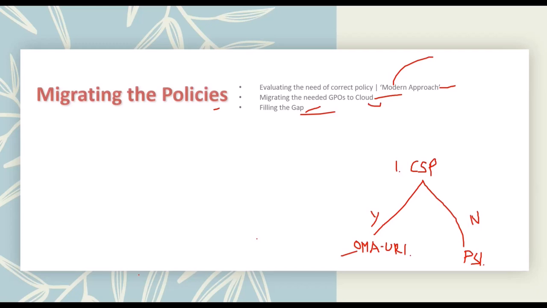If you don't find the CSP or OMA URI, just script it out. Just find out the registry that needs to be changed, and then you will be good to go. So while we are talking about migrating the GPOs, this is what our approach should be.